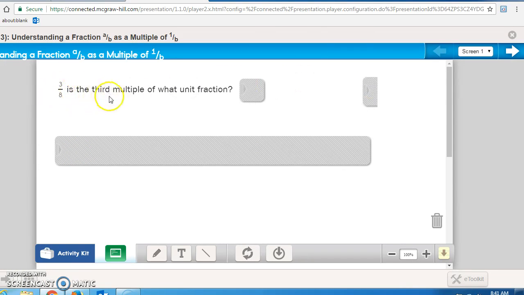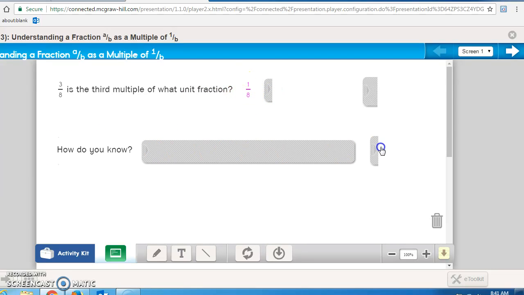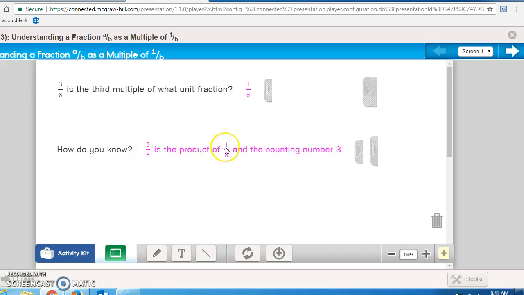3/8 is the third multiple of what unit fraction? Good, 1/8. How do you know? Well, 3/8 is the product of 1/8 and the counting number 3. So in other words, how we get 3/8, we have to multiply 1/8 times 3 to get 3/8. So that makes it the third multiple of that unit fraction.